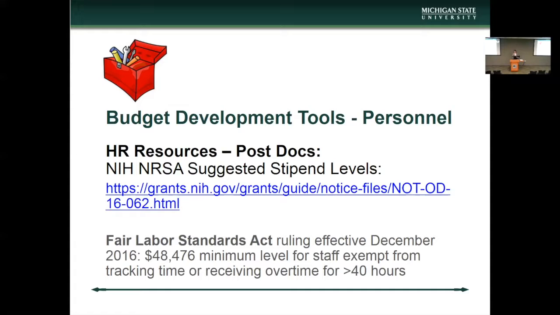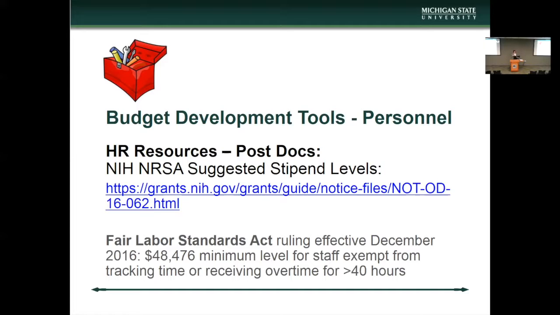And postdocs, there are a couple other caveats, because some of my staff in my office who make over 48.4 are still going to have to track time because of the nature of their job. But for postdocs, that 48,476 is the magic number. If you fall below that, you're only going to be able to work 40 hours a week, or you have the right to request overtime for anything over 40 hours a week, and you're going to have to track your time. If you make over that, then you'll still be exempt.